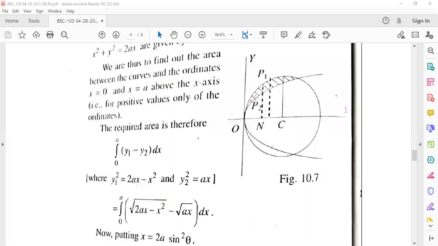Common part, that is the intersection part of this shaded area. So we are giving the minus. Y1 means the part of the circle, Y2 means the part of our parabola. So we are subtracting circle minus parabola, that means this shaded area.